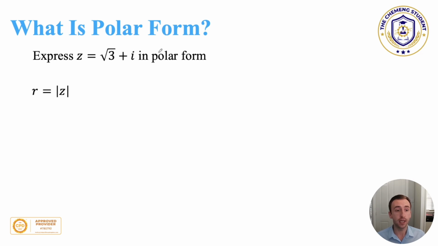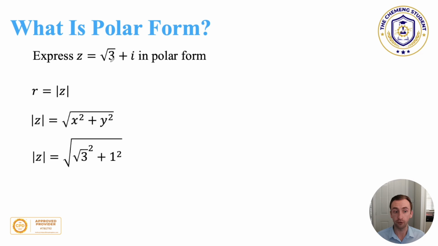The first thing that we need to do is identify what the modulus is, simply using the basic equation. It will be the square root of root 3 squared, plus 1 squared. We add these together and then take the square root, which becomes the square root of 4, which is 2. So that tells us the modulus is 2.